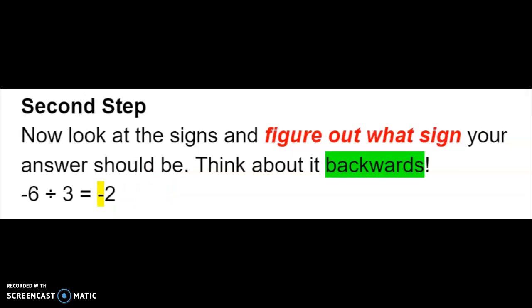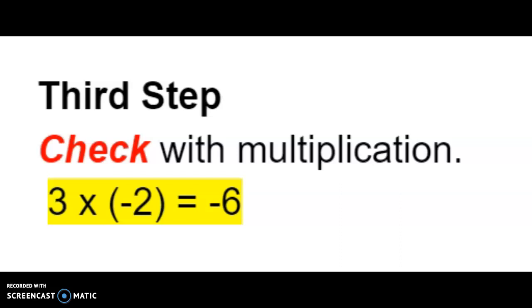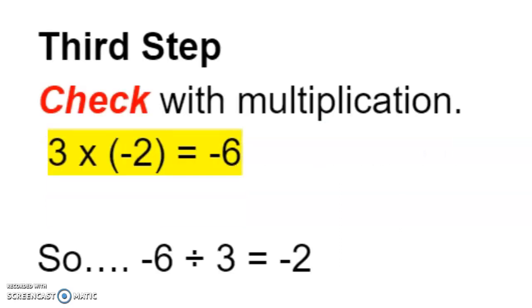Now for our second step, we should be looking at the signs and then figuring out what sign should go there, thinking about what it would be backwards. I think I'm going to put a negative here because I know that a negative divided by a positive would give me a negative. My third step for this example, and the most important one, is checking with multiplication. I took my 3 times my -2 and I got -6. Looking at it, I can see now that -6 divided by 3 gives me -2. Remember, this part is super important because we were thinking about it backwards.